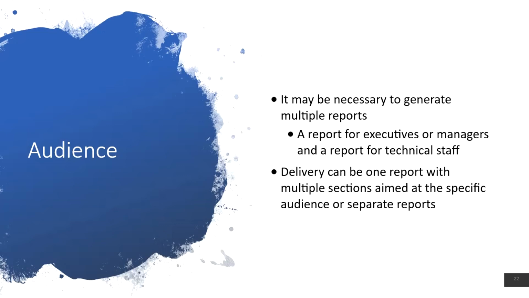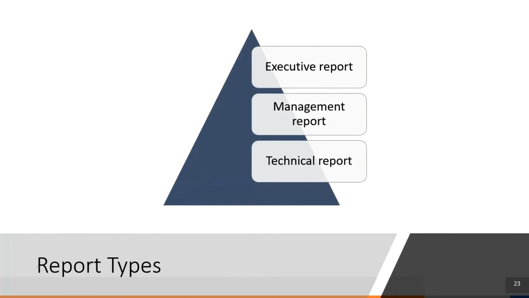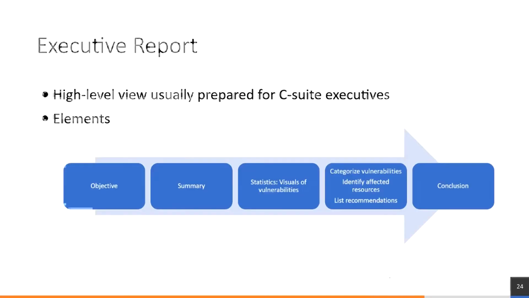This delivery can be one report with multiple sections, depending on how you would like to format it. And that can be aimed at a specific audience, or you can have separate reports for the different audiences that are required. There are different report types such as executive report, management report, and technical report. Reporting from a pen test can take many forms because the audience can vary by test. It may not be easy to define who will read the final report, but most likely it will be viewed by 3 different types of audience, such as managers, IT staff, and developers.